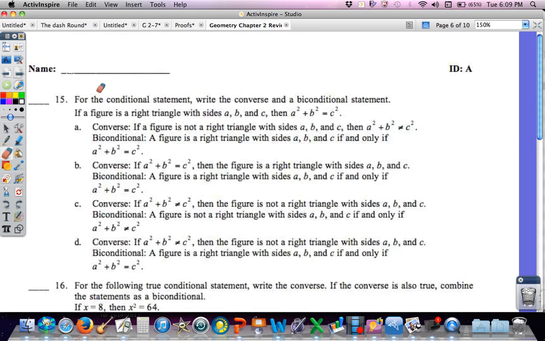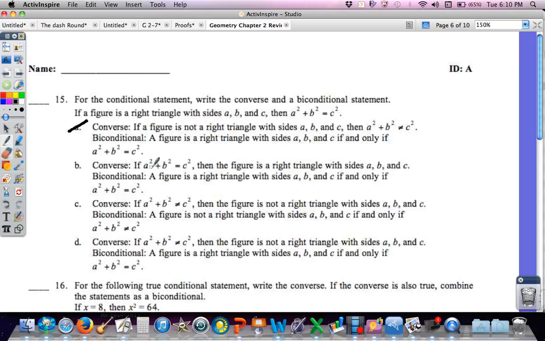Moving along to problem 15. For the conditional statement, write the converse and the biconditional statement. If sides A, B, and C, then A squared plus B squared equals C squared. So for the converse, I'm looking for where it starts with A squared plus B squared equals C squared, then the figure's a right triangle.